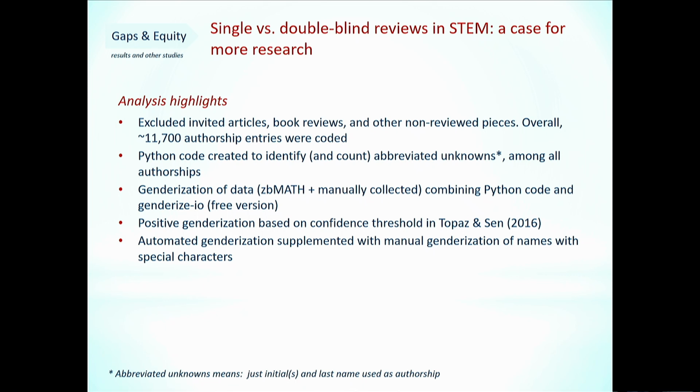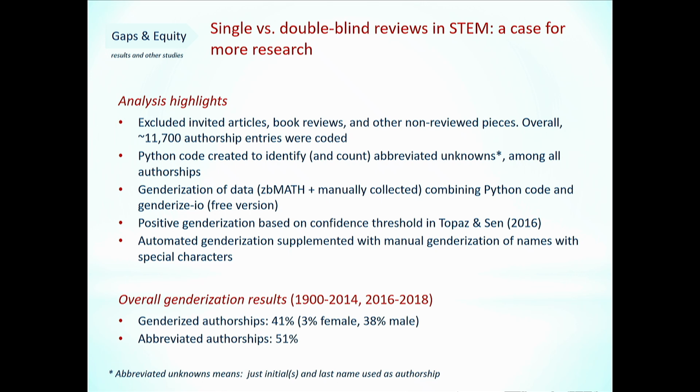Chad Topaz was going to be here, but I guess he couldn't be. He is one of the authors of the editorship genderization papers, which is this one that we counted here, and somebody mentioned it the other day. So the automated genderization using the programs was supplemented by hand. Ben actually looked at names that, for example, had special characters like accents and so on, and tried to see if he could decide a gender association.